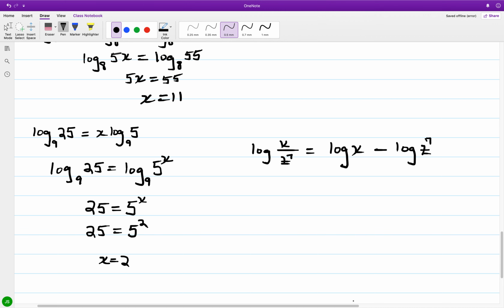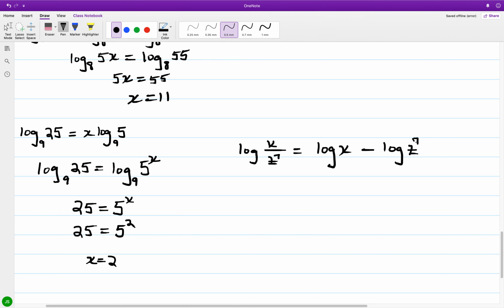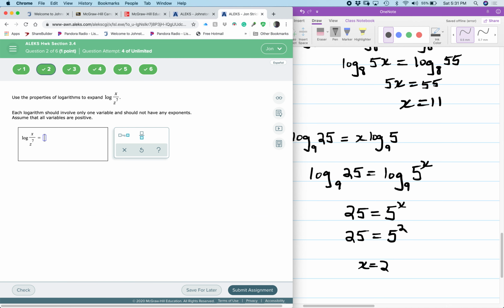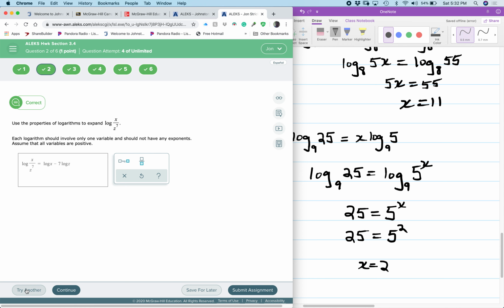In expanded form, we write exponents as coefficients. So we have the logarithm of x minus 7 times the logarithm of z, or log x minus 7 log z. Filling in, we have the logarithm of x minus 7 times the logarithm of z, and upon checking, the result is correct.